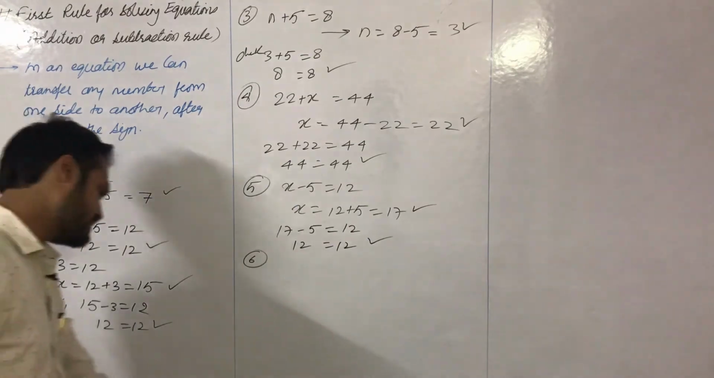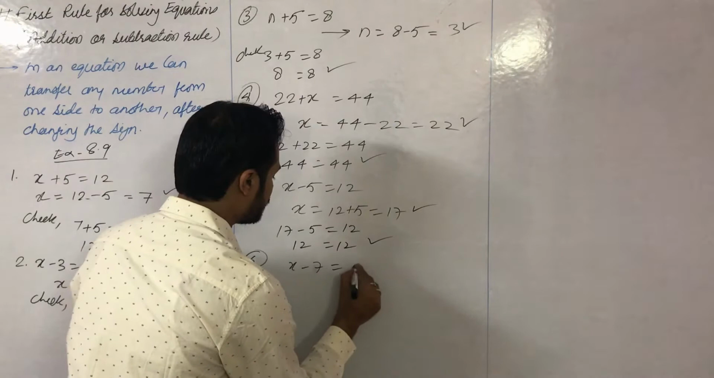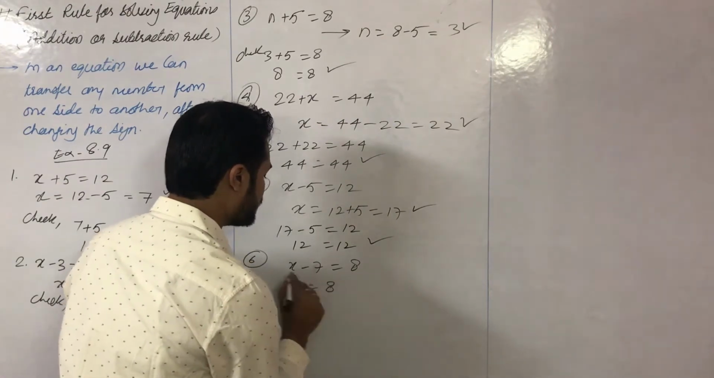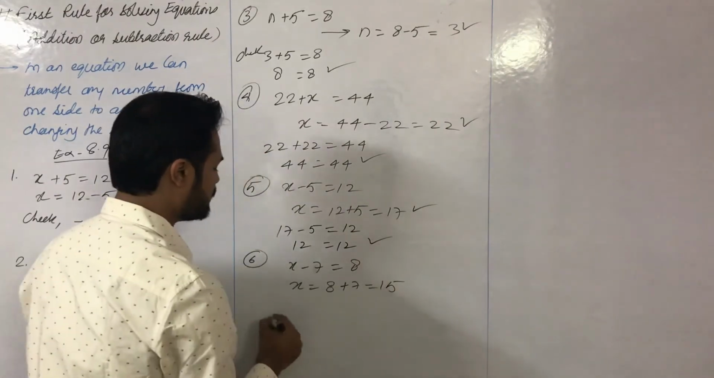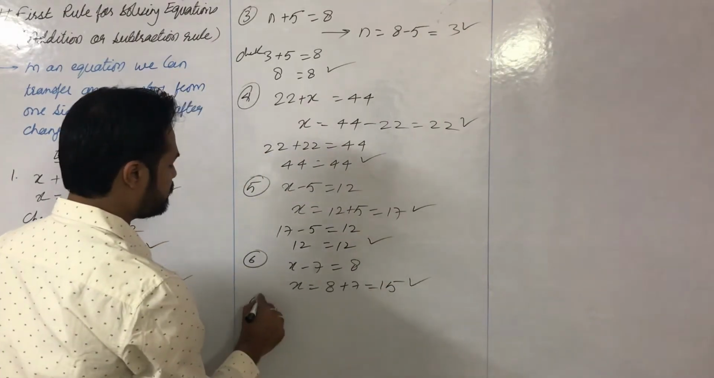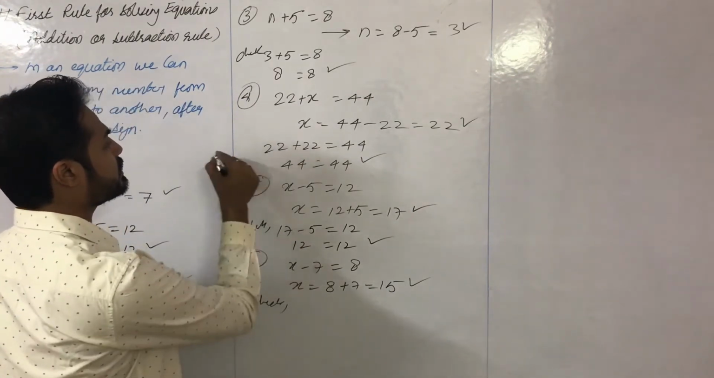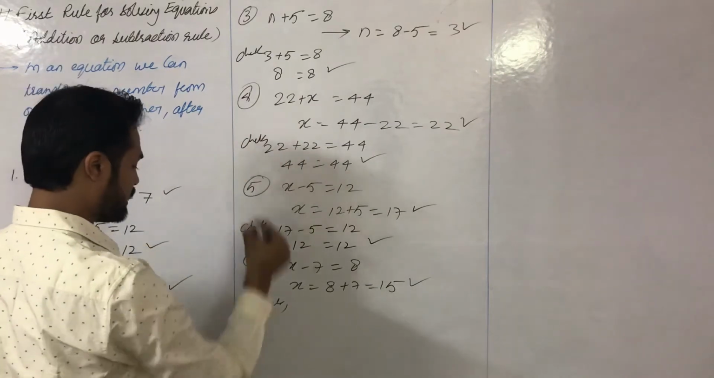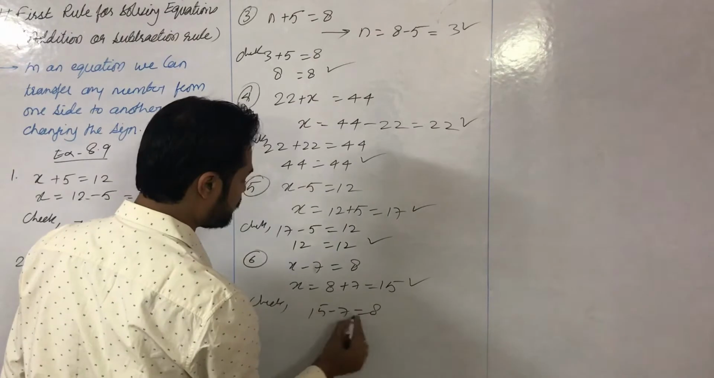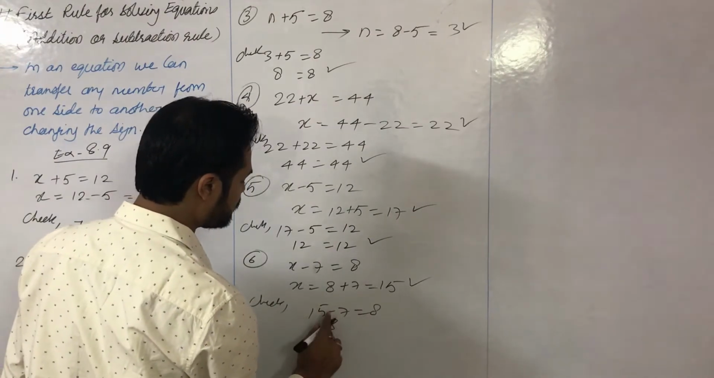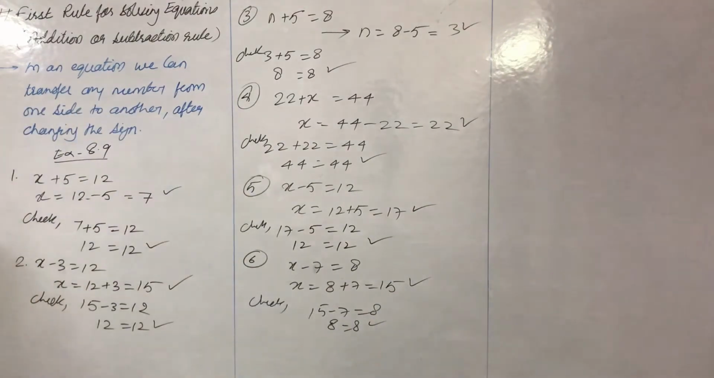Similarly, question number 6, x minus 7 equals 8. So x equals 8 plus 7, minus 7 becomes plus 7. So 7 plus 8, 15. So this is the answer. For check, we put the value, 15 minus 7 equals 8. 15 minus 7 is 8. Yes, 8 equals 8. So hence it is proved.